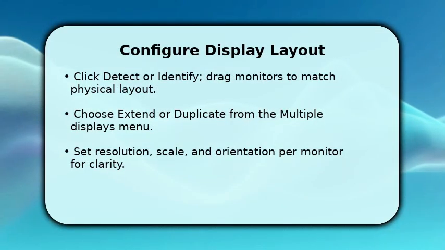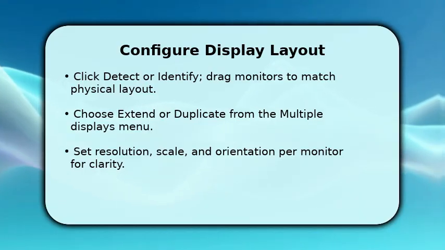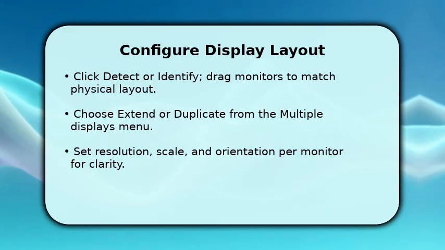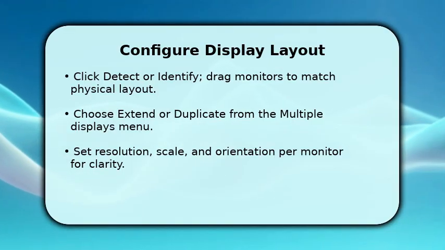Once Windows lists your screens, identify them so the numbers match physical positions. Drag the monitor icons to mirror your desk layout for natural cursor movement. Make sure to select Extend if you want separate workspaces or Duplicate for mirroring.